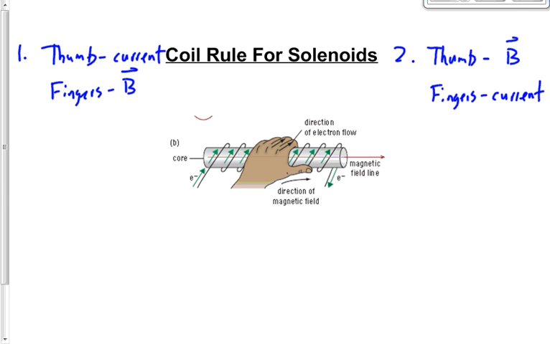Okay, I want everybody to do this. Take a piece of paper, whether it's just a piece of scrap paper from your notes or scrap paper over here. You're not going to ruin this piece of paper, so take it out of your binder, whatever, it doesn't matter. Wrap it up in a circle like this. This is your solenoid. This is your coil of wire.